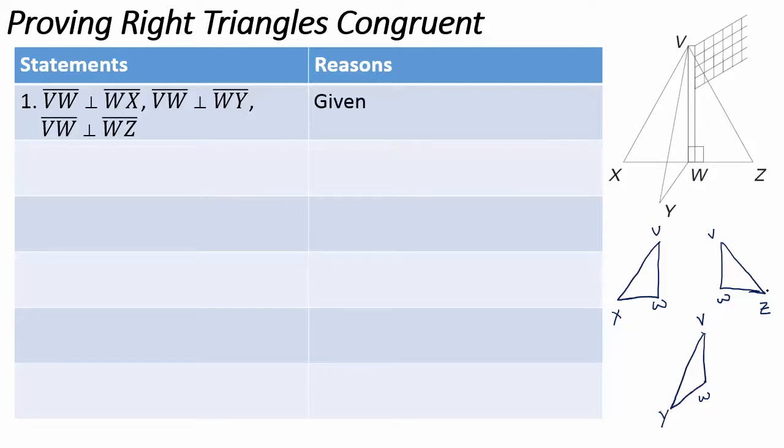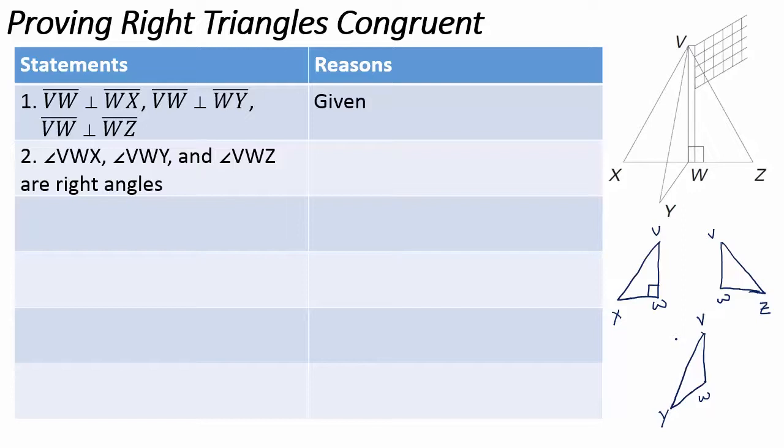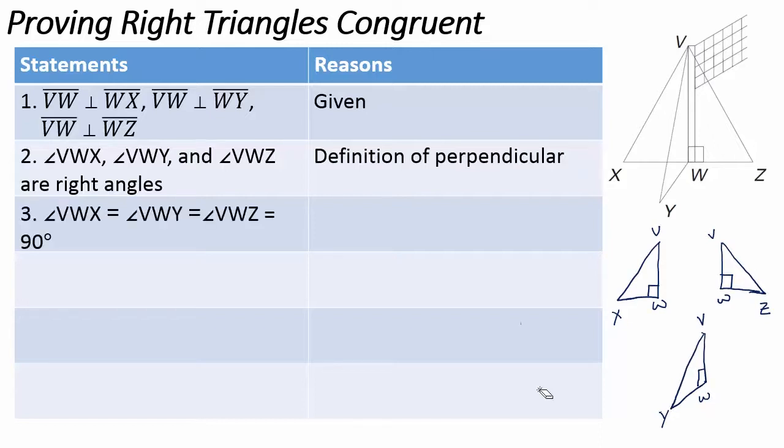That's a given. Because they are perpendicular, I know that angle VWX, which is this angle over here, and angle VWY, which is this angle over here, and VWZ, which is this angle over here, are right angles, and that's the definition of perpendicular lines. From here, I know that angle VWX is equal to angle VWY, which is equal to angle VWZ, and they're all equal to 90 degrees because that's the definition of right angles.